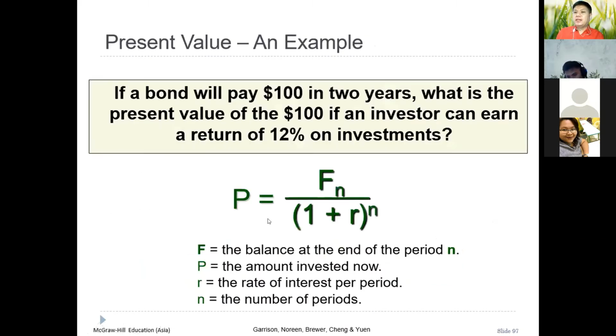The formula kanina is F is equals to P times 1 plus R raised to the N. Okay, now we do transposition. So this now becomes P. So P is equals to F over 1 plus R raised to the N. Okay, so this present value formula was derived from the previous formula of deriving F or computing for F.